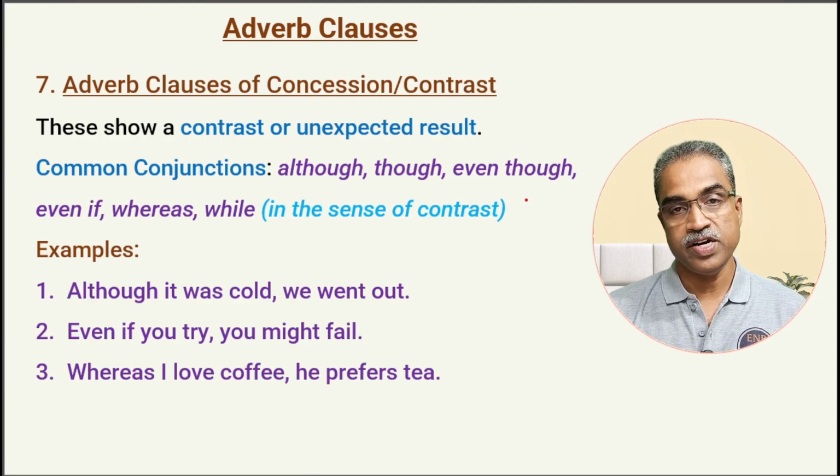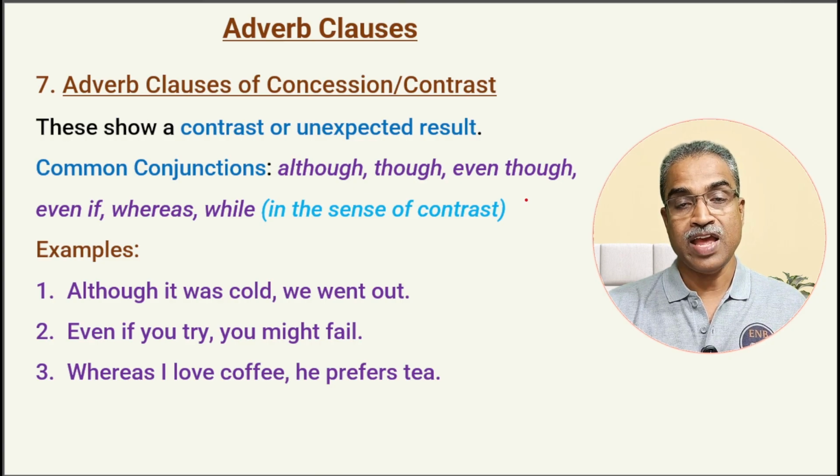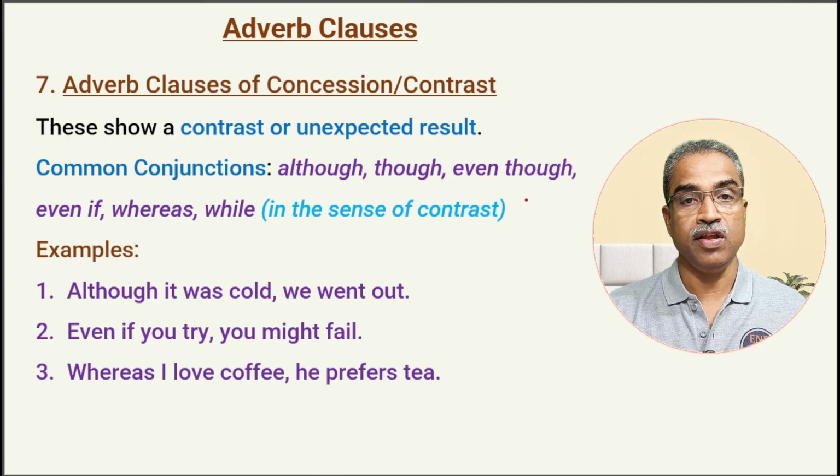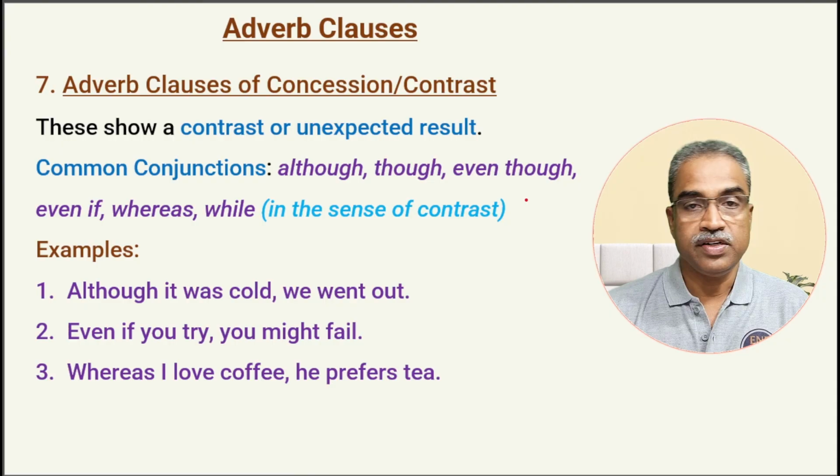So, what are the words that we use for adverb clause of contrast or concession? Although, though, even though, even if, whereas, while. While can also be used for time, but here while is in the sense of contrast. So you need to understand the meaning that we actually create in a sentence. Accordingly, we should be able to say whether it is an adverb clause of contrast or time, whatever. Okay, so let us see.